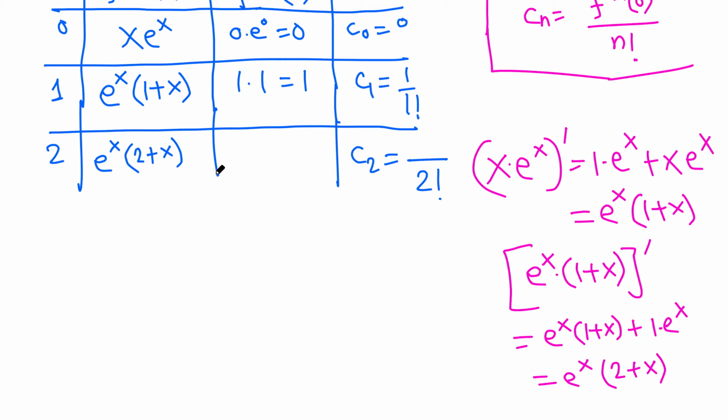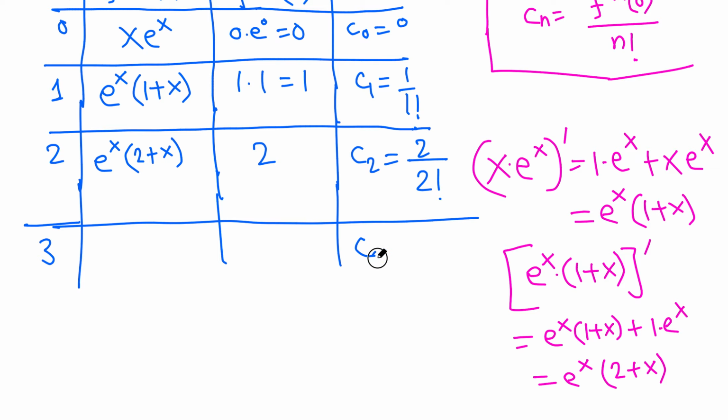Now let's evaluate at the center, which is 0. E to the 0 is 1, times 2 plus 0, which is 2. So C2 is 2 over 2 factorial. Looks like we got a pattern. C0 is 0 over 0 factorial, C1 is 1 over 1 factorial, C2 is 2 over 2 factorial. If C3 comes out to be 3 over 3 factorial, then we are good and we can confirm. But we need to determine C3.